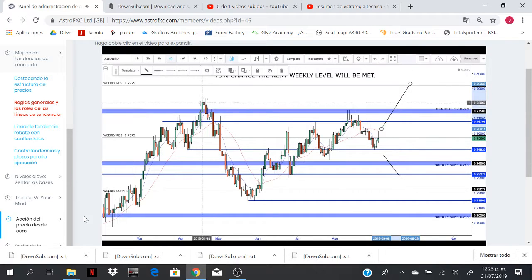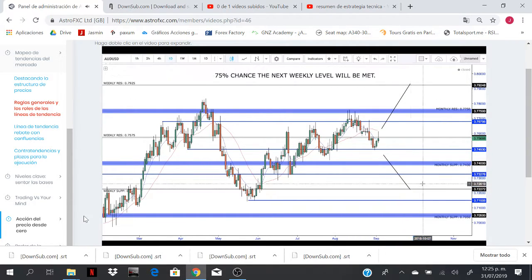We didn't do it here. Why? Because that was a weekly rejection. This is the daily time frame, remember. So again, if we get a weekly break above or below a monthly area of support or resistance, there's a 75% chance the next weekly level will be met. And this is great for finding our targets. I just needed to drop that in there.